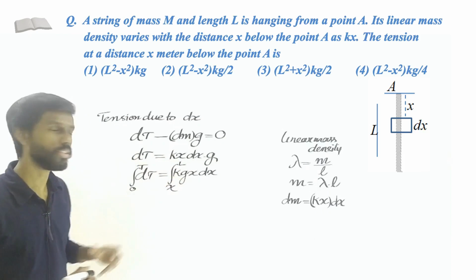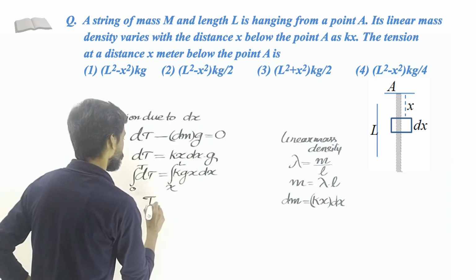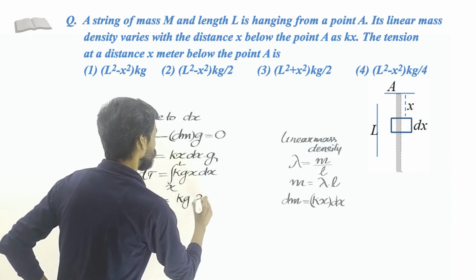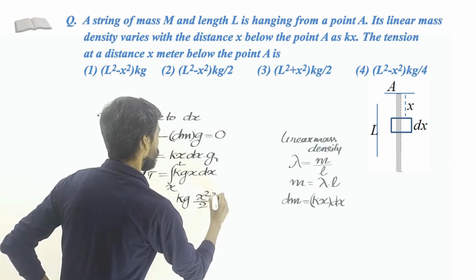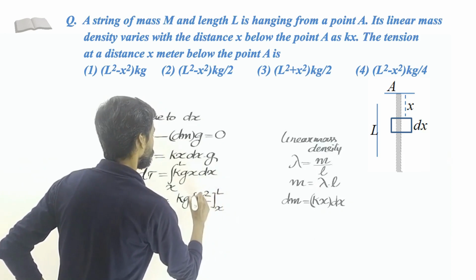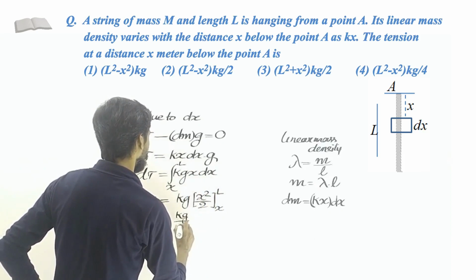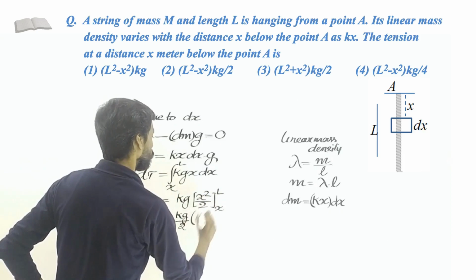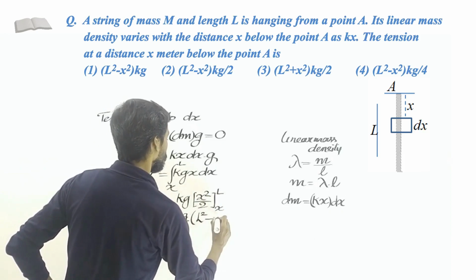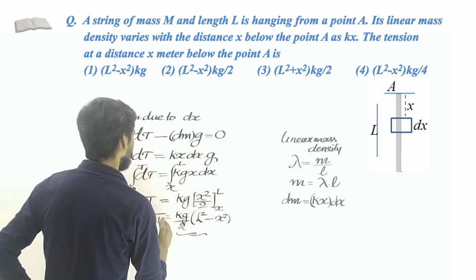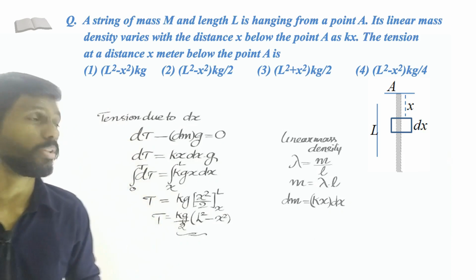So let us do the integration. That's it. So this is T, so that equals, so this is integration, x square divided by 2 from x to L. So that is the answer, kg divided by 2 times (L square minus x square) if you substitute. So this is the required tension at the point x meter below the point of suspension, right?